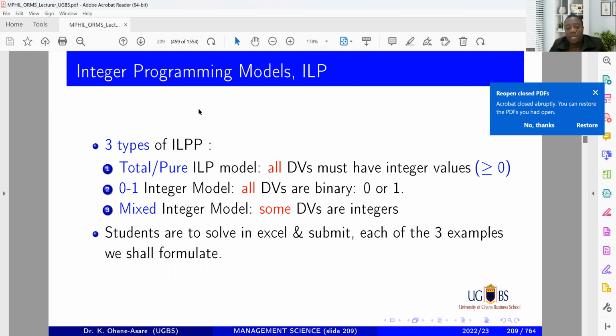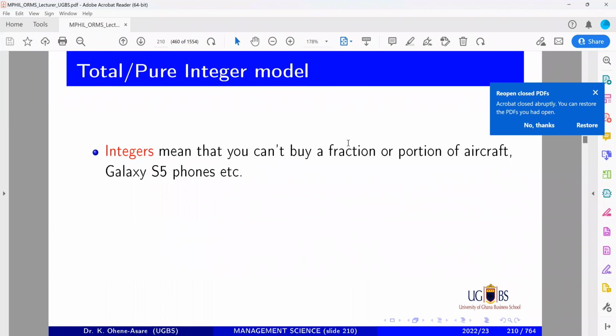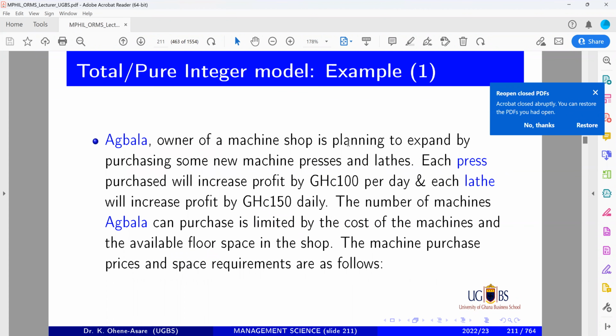And so I want to set the ball rolling and begin the greatest show of integer problem. All right. Now, let's take a typical example. I want to take a quick example by looking at this storyline. Agbala, owner of a machine shop, is planning to expand by buying some new machine presses and lathes. I wanted to just take the presses and lathes, any two machines.